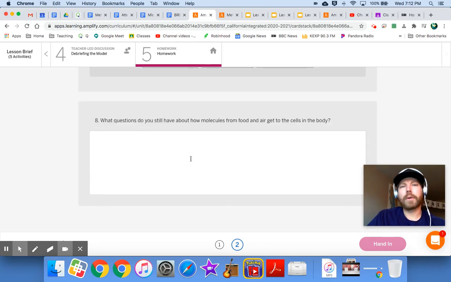Lastly, what questions do you still have about how molecules from food and air get to cells in the body? Mr. Wiggin, I don't have any questions. I understand it perfectly. Great. Does that mean you don't have to write anything there? No. Explain it for me perfectly since you seem to be so good at it. Otherwise, write a question. Maybe you still have some.